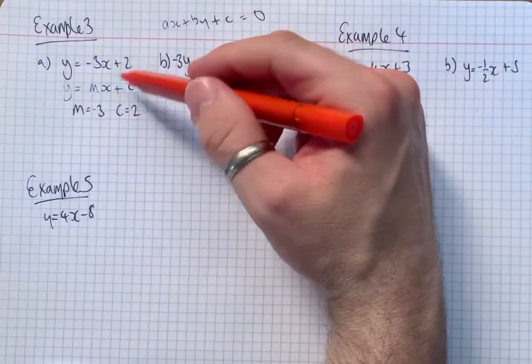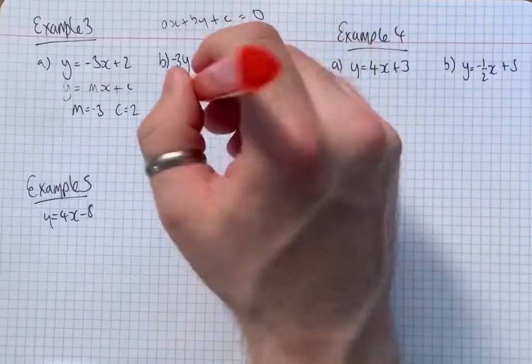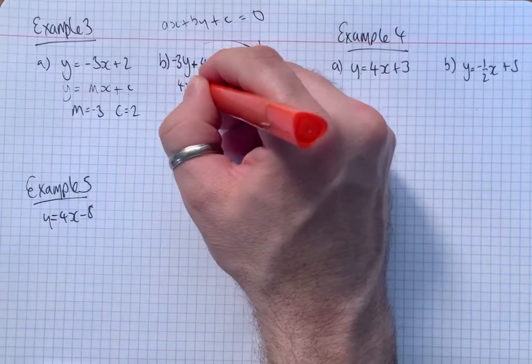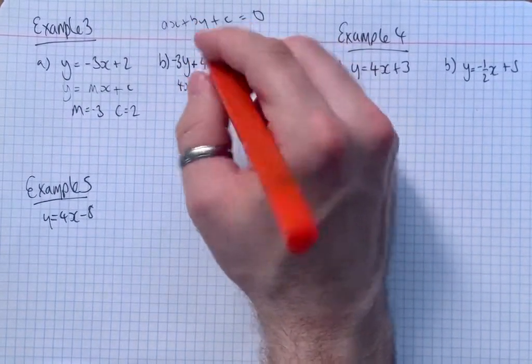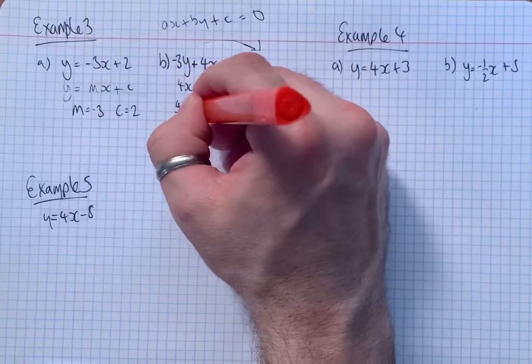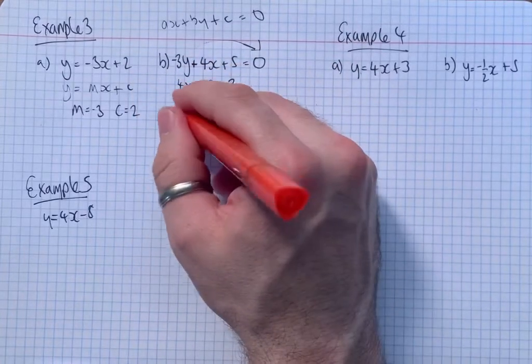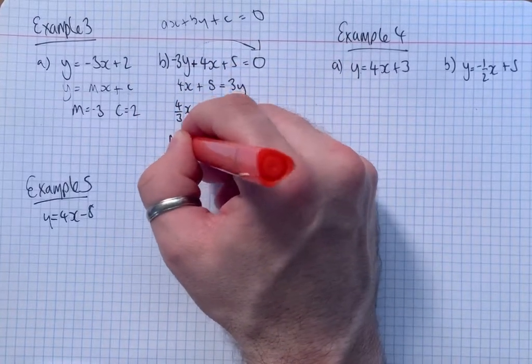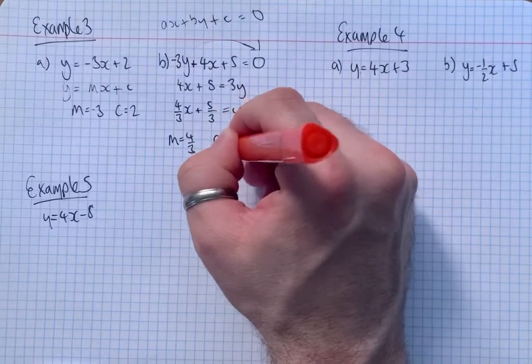B, in order to use the same technique, we need to make y the subject. So the first thing to do is wipe the -3y over, and we'll get 4x plus 5 equals 3y. And then divide by 3, we have 4/3 x plus 5/3 equals y. Now because y is the subject, the number in front of the x is the gradient, and the other number is c, where it crosses the y-axis.